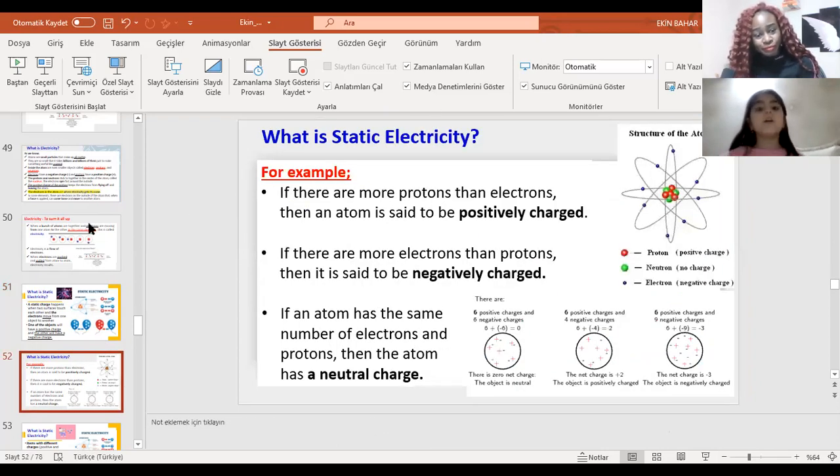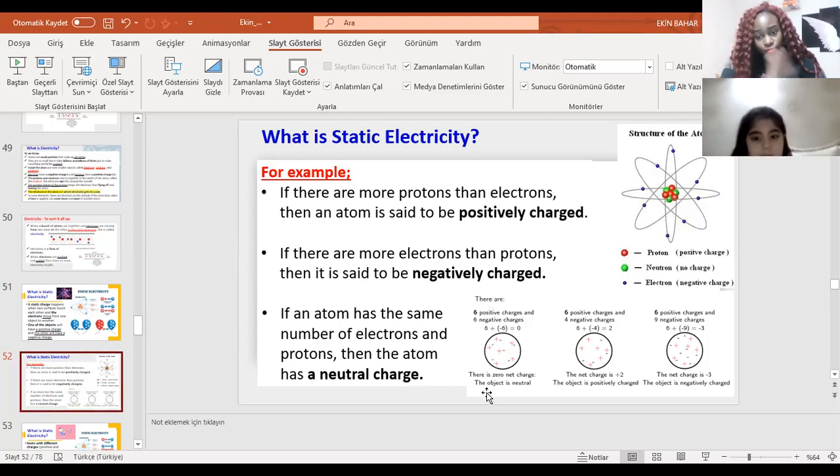If there are more protons than electrons, then an atom is said to be positively charged. If there are more electrons than protons, then it is said to be negatively charged. If an atom has the same number of electrons and protons, then the atom has a neutral charge.